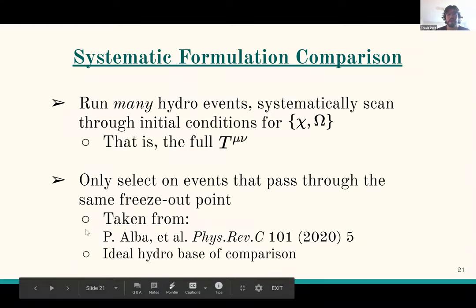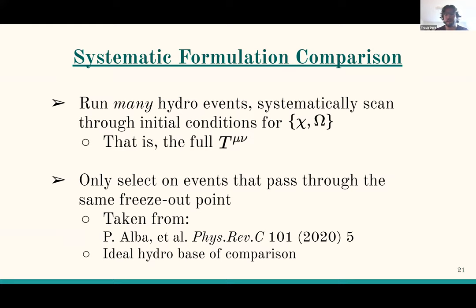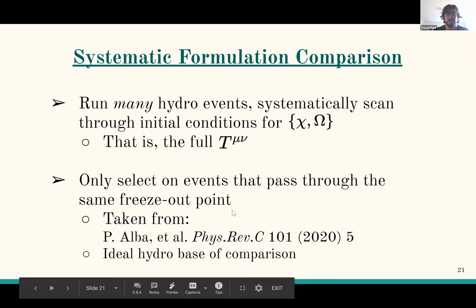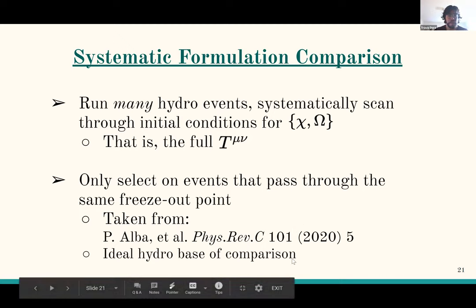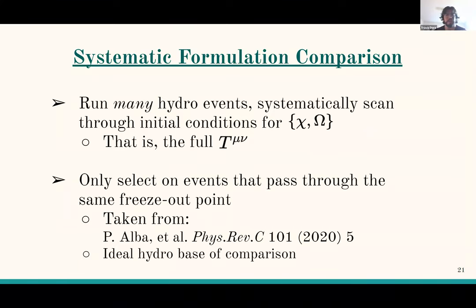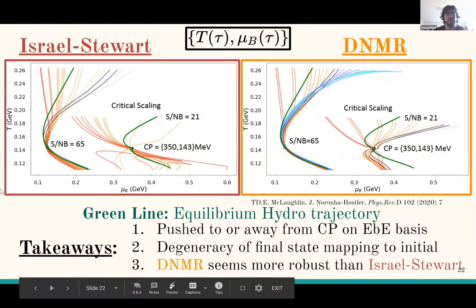The idea is that we can get some freeze-out points inspired by experiments. In experiments, particle yields tell us what the system looked like at freeze-out. We can measure particle yields and fluctuations from event to event in the particle yields, and get a good idea of what temperature the system was at before it froze out and then eventually free streamed into our detector. The point is that in this case, we select on events that pass through that same freeze-out point. We use ideal hydro as our base of comparison because the freeze-out point is taken along an isentropic trajectory. Hopefully with this plot, all of that makes a little more sense.